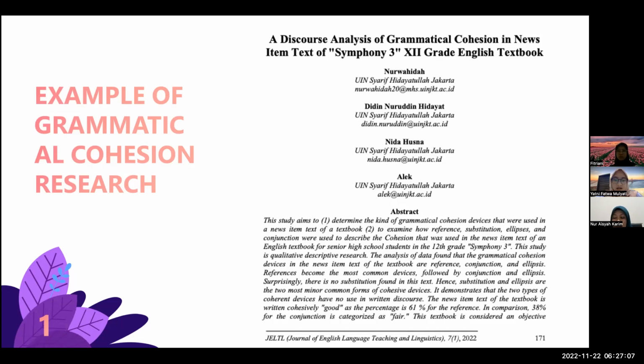You can see here the types that occur are reference, conjunction, and ellipsis. However, in this research, there is no substantial finding in the text. The researchers here only focus on finding the types and the percentage of each type. So there are 91% for the reference, and the other is 38% for the conjunction. So the researcher here only focuses on determining the types, but not describing the function. So it's okay. And then the next example.